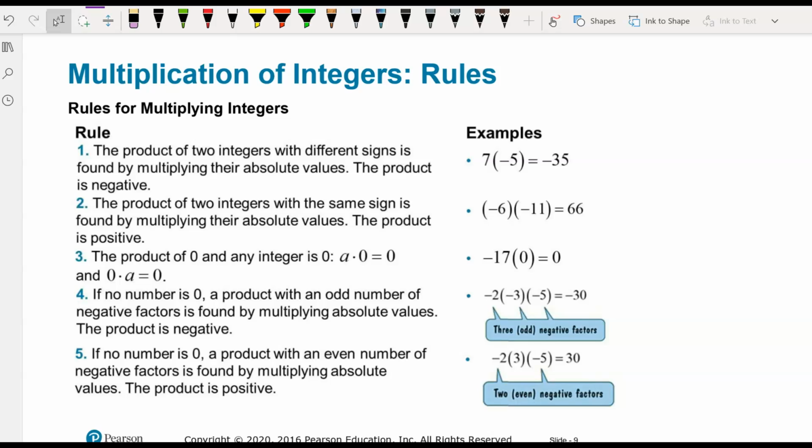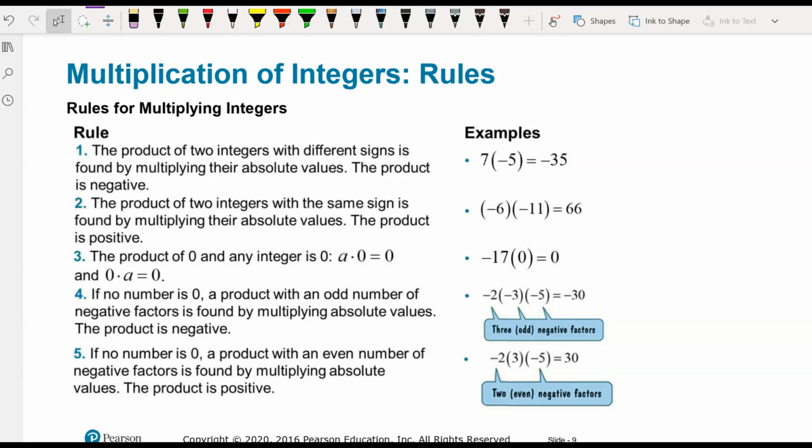All right, our multiplication rules for integers. So if you have a positive and a negative, it's going to make a negative. Two negatives make a positive. Anything times 0 is also 0. If you have three negatives, it's going to be a negative. If you have a positive and two negatives, it will be a positive. And then you can read those if you would like. So if you want to pause and read those instructions or your rules, you can go ahead and do that.